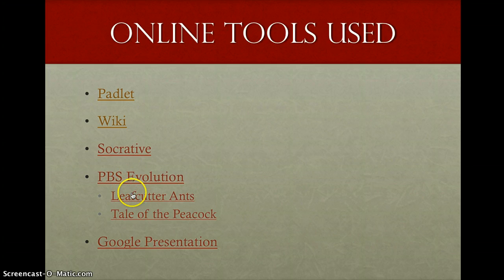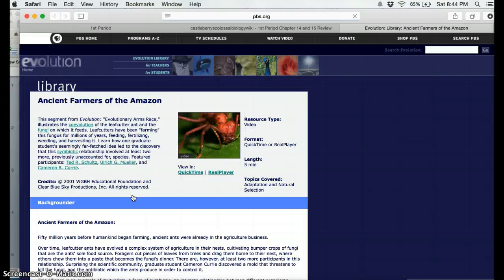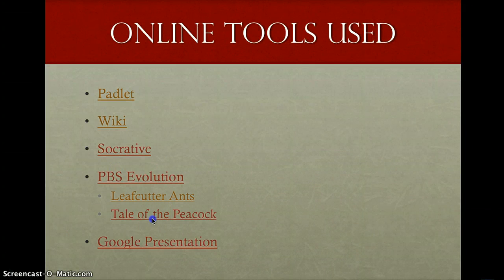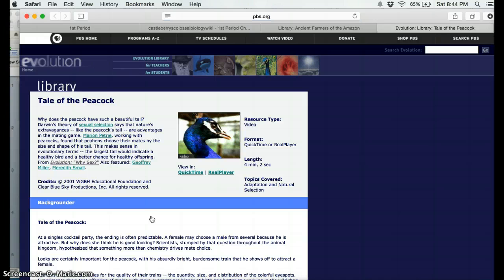The PBS Evolution, there were 2 videos that they got to choose between. They could do the leafcutter ants, or the tail of the peacock, which was very interesting because they actually had to discuss sexual selection and females choosing a mate.